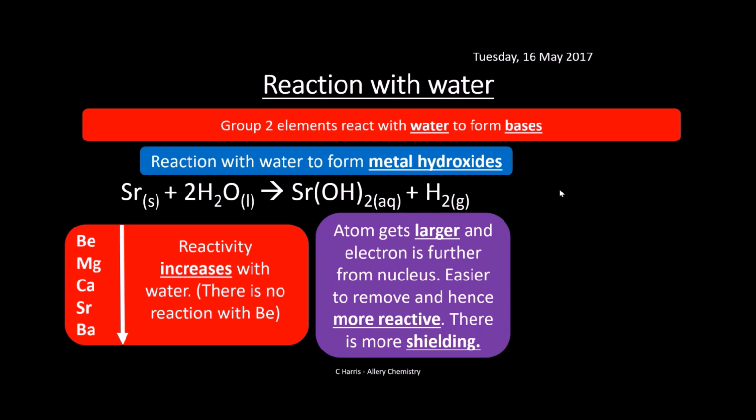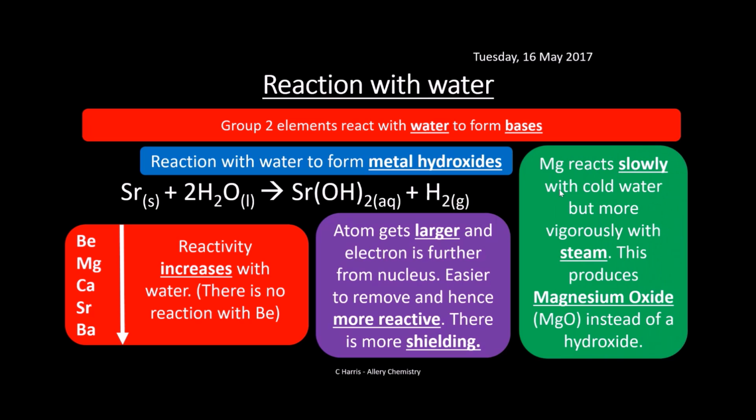And the reason why is because the atom gets bigger. So again, it's this size of the atom. The electron's further away from the nucleus. It's much easier to remove that electron because it's further away from the nucleus. That means it's more reactive. And also, get that word in there, shielding. Okay, you're seeing this quite a lot. There's more shielding between the positive nucleus and the outer electrons.